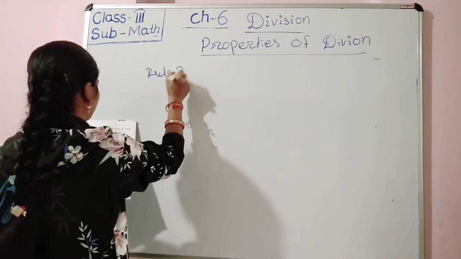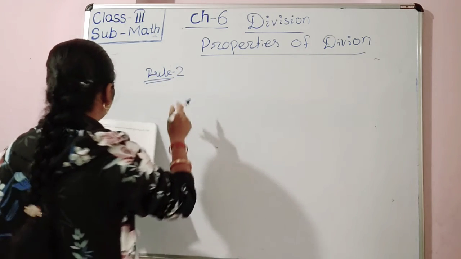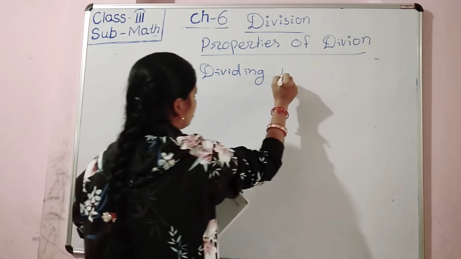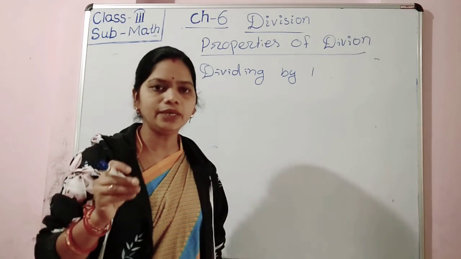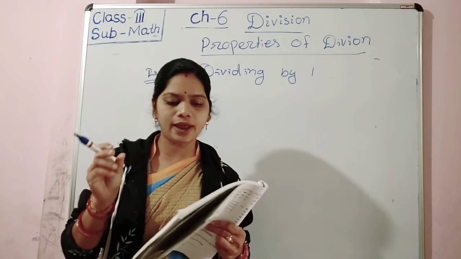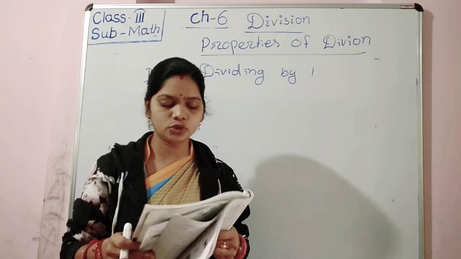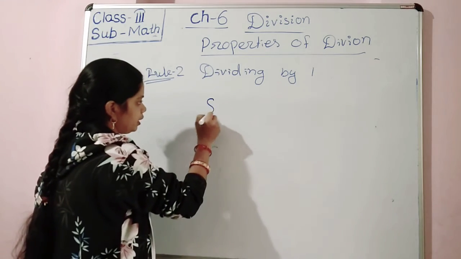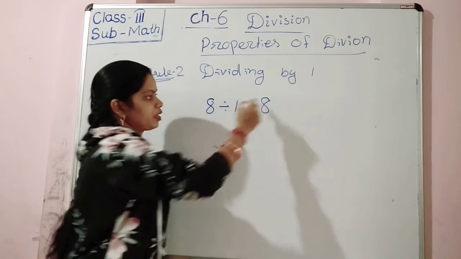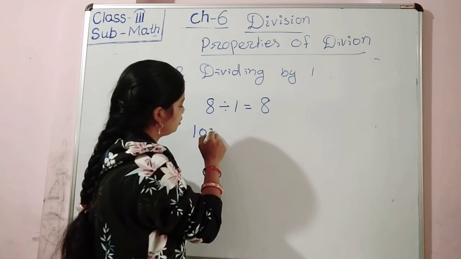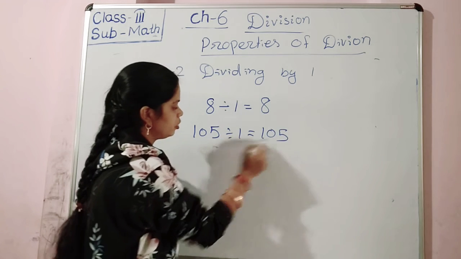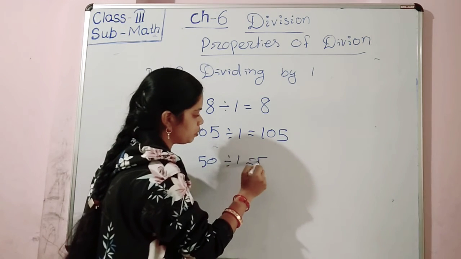Rule 2. देखो, dividing by 1. When we divide a number by 1, we get the same number. Or 1 divides every number exactly and the quotient is the number itself. All have understood? देखो, for example, 8 divided by 1, answer is 8. Okay? Suppose 105 divided by 1 is equal to 105. Suppose 50 divided by 1 is equal to 50.